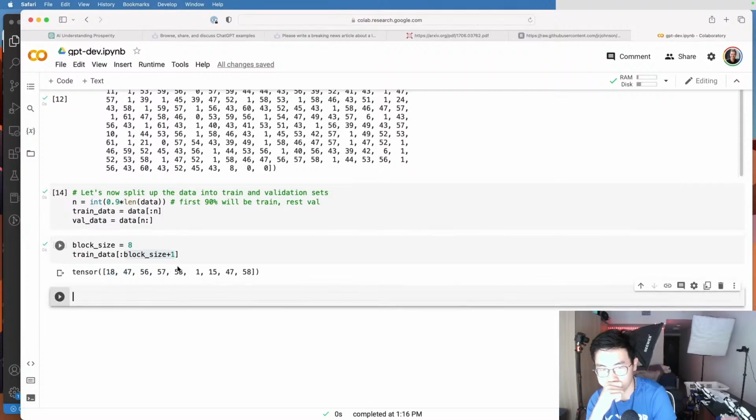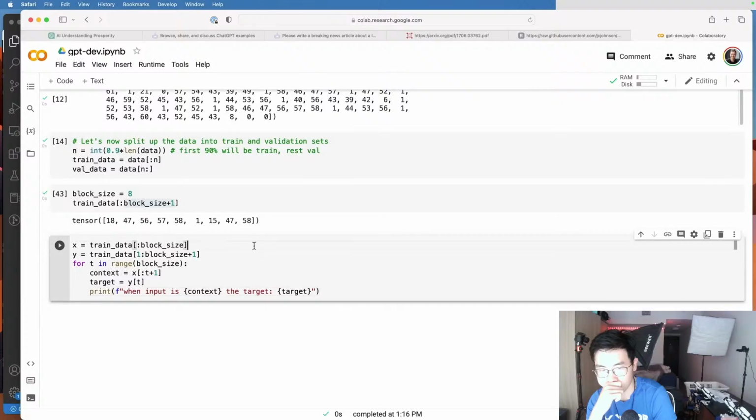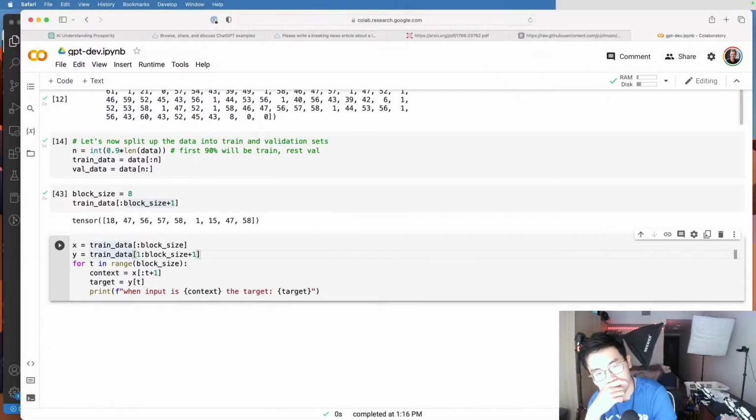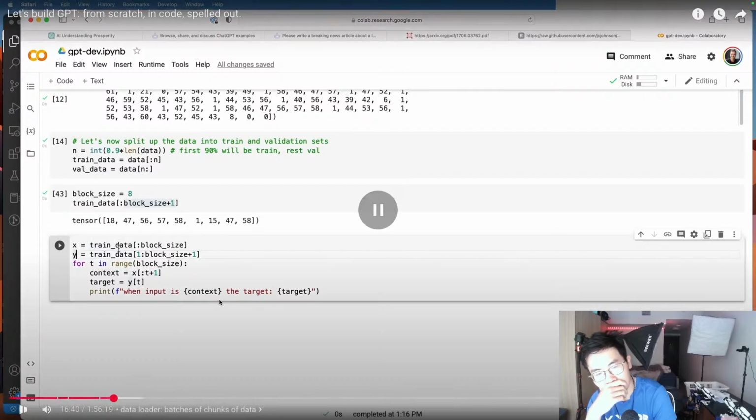Let me actually spell it out with code. So here's a chunk of code to illustrate. X are the inputs to the transformer, just the first block size characters. Y will be the next block size characters, so it's offset by 1. That's because Y are the targets for each position in the input.